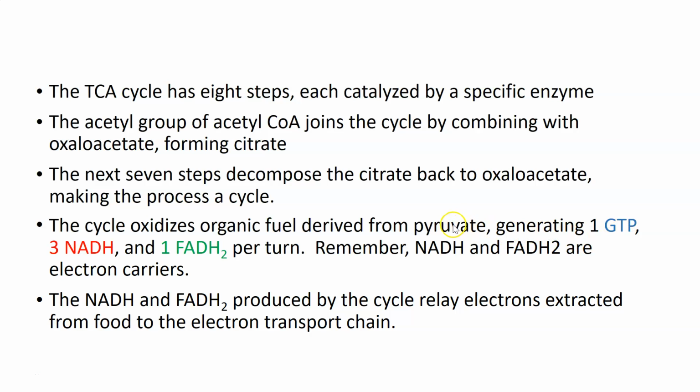So in other words, that's for one molecule of pyruvate. For every molecule of glucose, you're producing two molecules of pyruvate, so you will have two turns of the cycle for every molecule of glucose. So you can double this then. You're going to produce 6 molecules of NADH, 2 of FADH2, and 2 of GTP or ATP. So the citric acid cycle is really important in generating these molecules, these electron carriers.